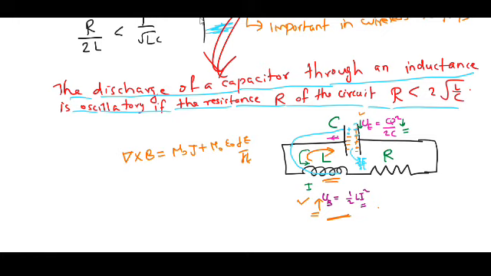Wherever the time varying electric field exists, in that place a time varying magnetic field will be there. Then wherever the time varying magnetic field is present, that will create a time varying electric field according to Faraday's law.